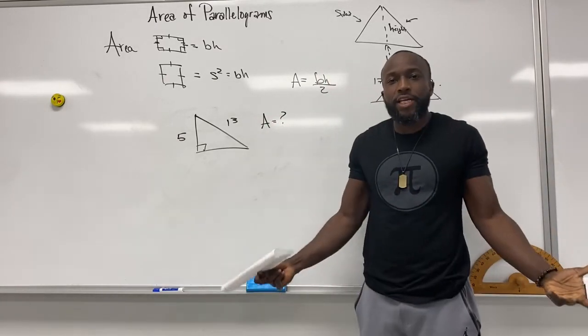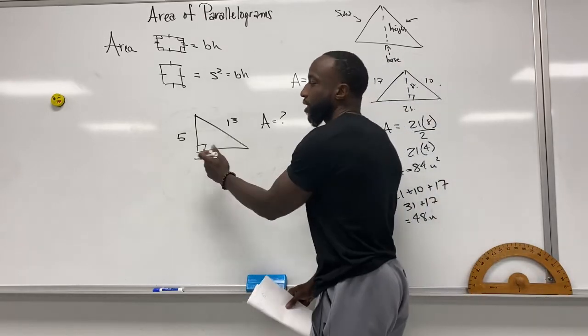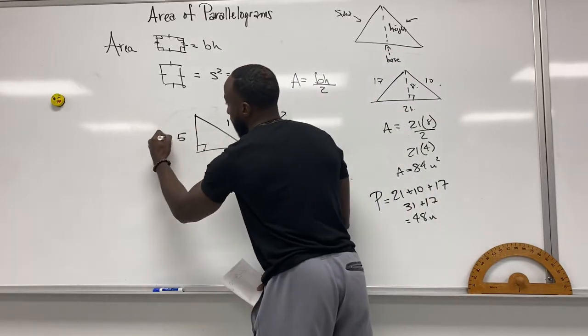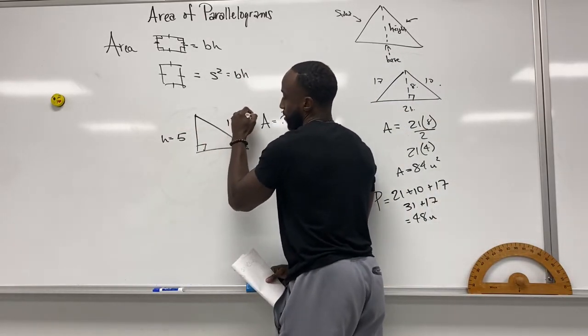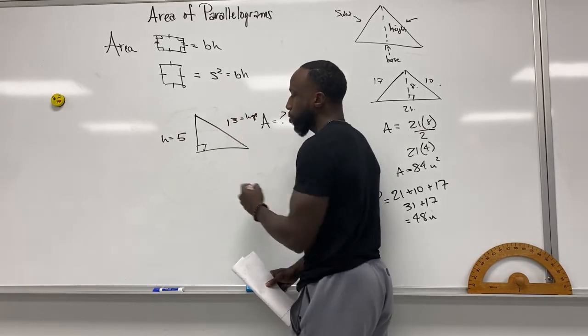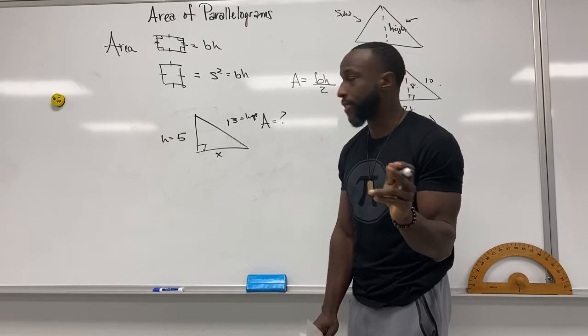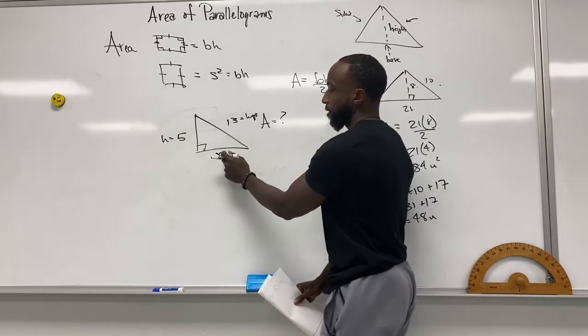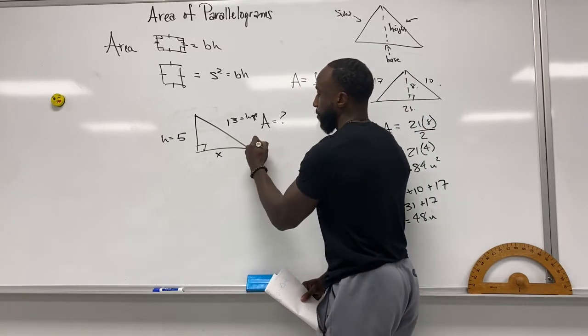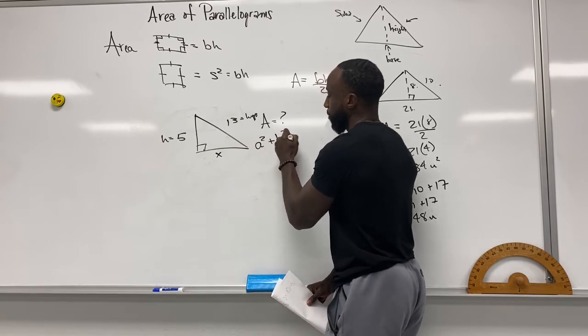Well, I can't tell you what the area is yet because I need to know what the base is. Now, I do have the height. This is just the hypotenuse, right? We need the height. So first things first, we need to find out what the height is. In order to calculate this distance, we have to use the Pythagorean theorem.